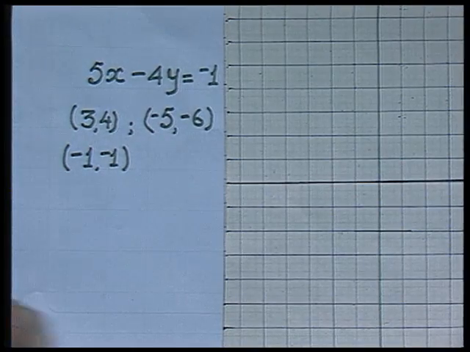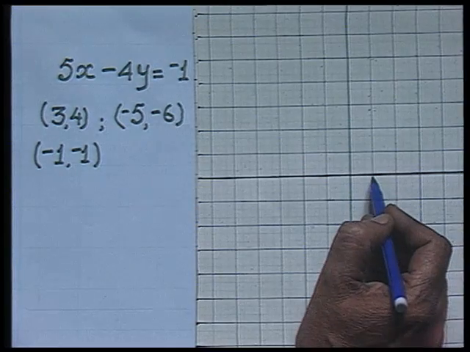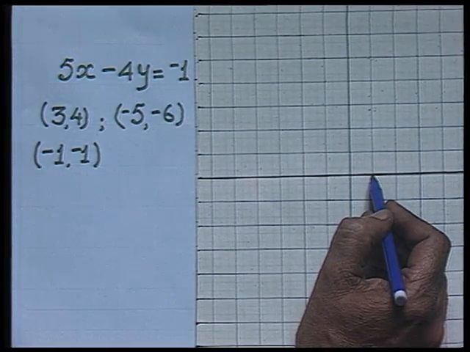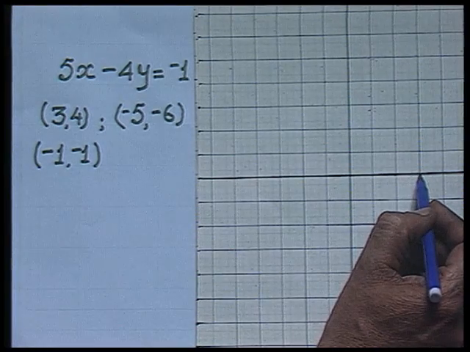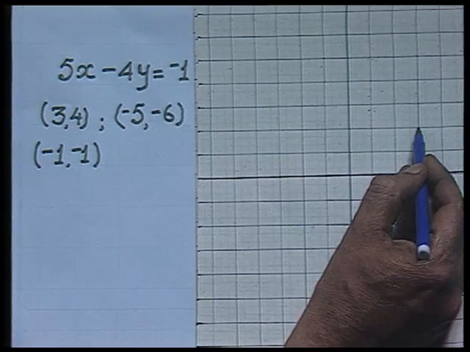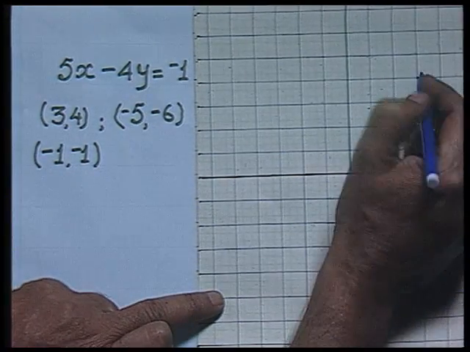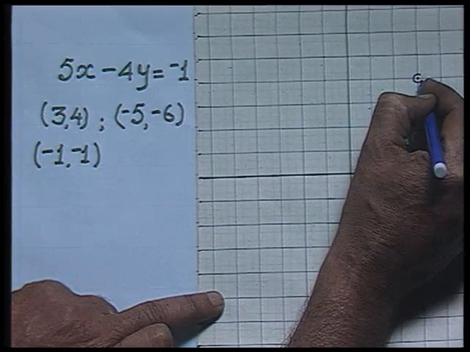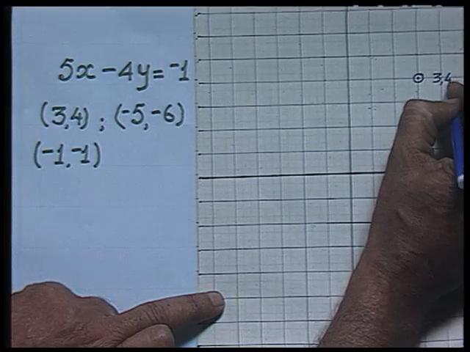So the first ordered pair is 3, 4. To plot 3, 4, I move 3 units along the x-axis, 1, 2, 3, and for the y-axis I have to move 4 units up, 1, 2, 3, and 4. So this is the point whose ordered pair is 3 and 4.